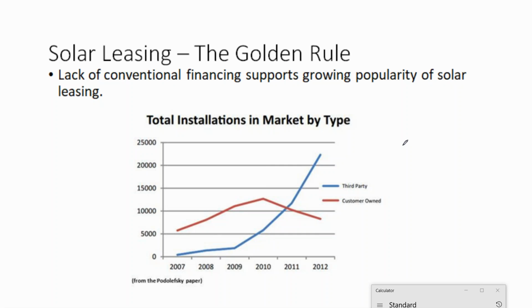At the end of 25 years, you no longer own the solar array under a solar lease. In all of these community solar programs, at the end of 25 years, you no longer own the solar array. Community solar programs are essentially leases.